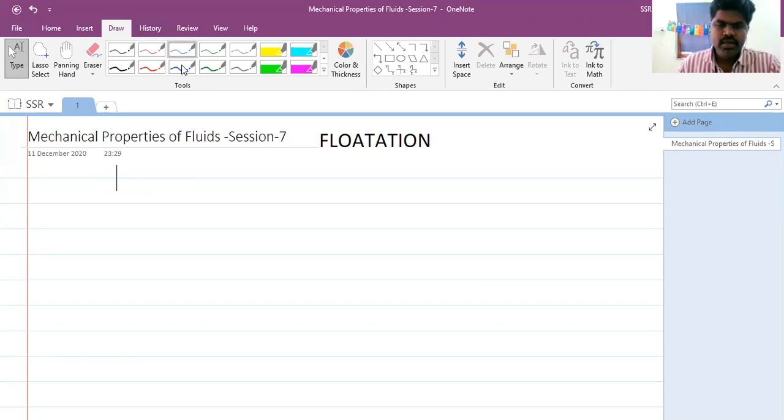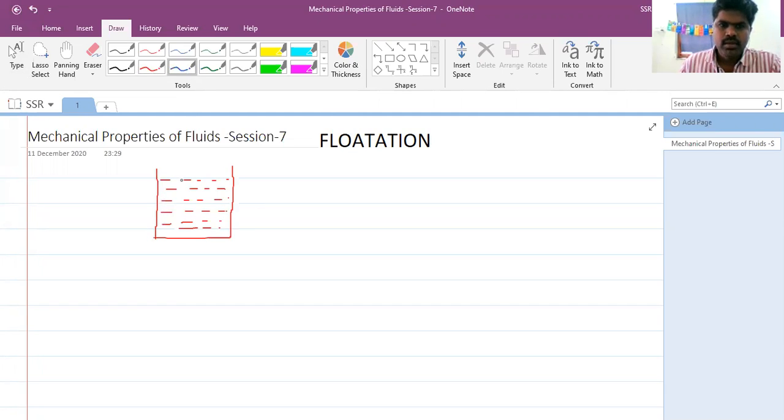First of all, you can see a simple diagram to understand. Suppose a tumbler with some liquid is there, then the liquid is filled up to a certain level. Now I can keep an object on the liquid. So what are the forces acting on this object?